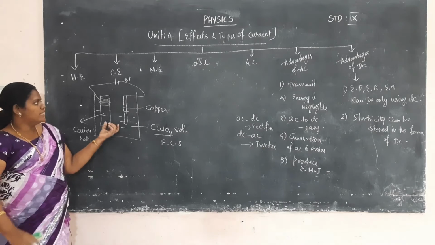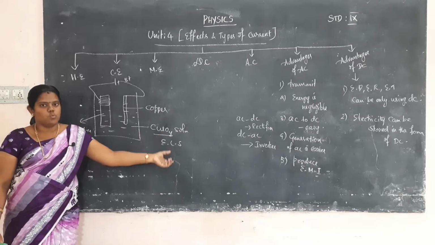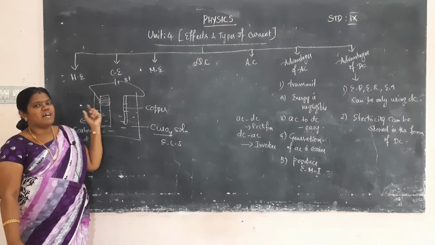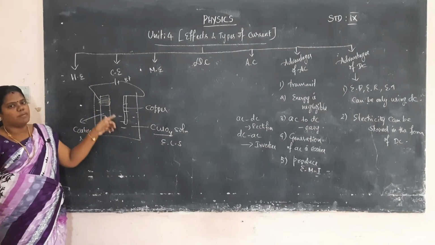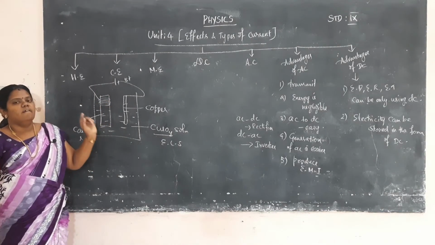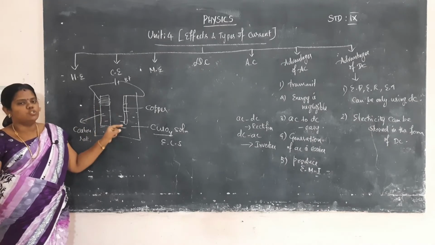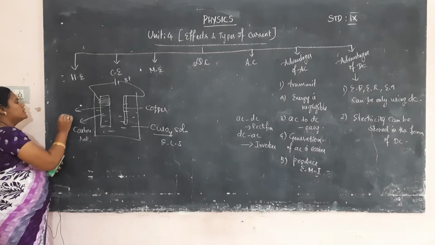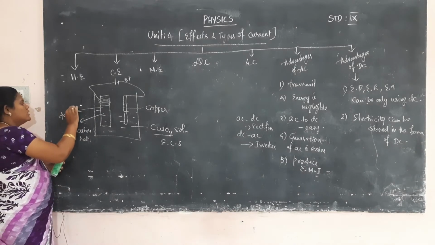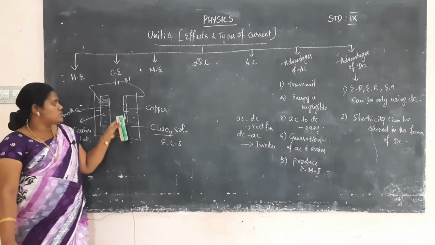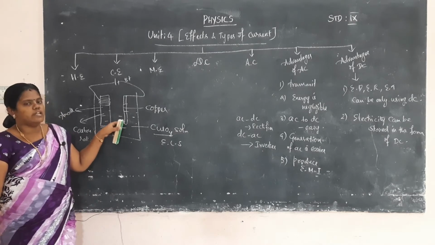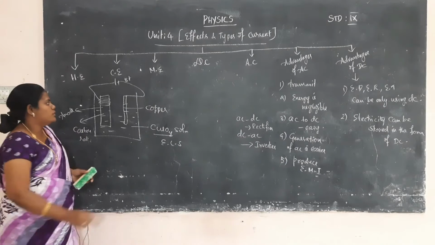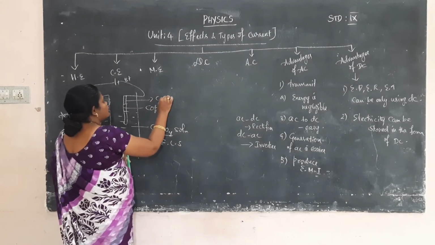This solution is called the electrolytic solution. The rod connected to the positive terminal of the battery is called the anode. The rod connected to the negative terminal of the battery is called the cathode. So the copper rod is the cathode.